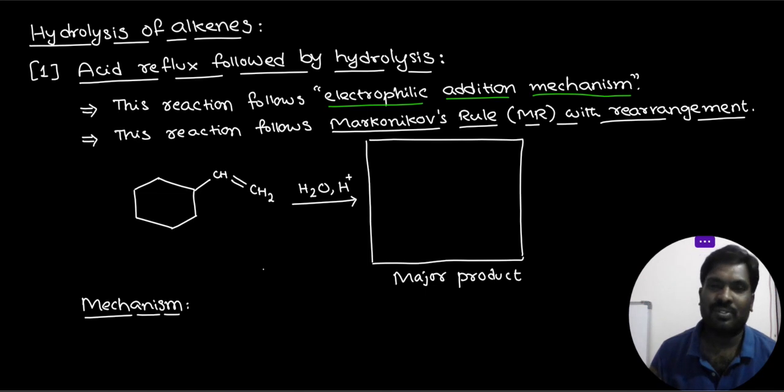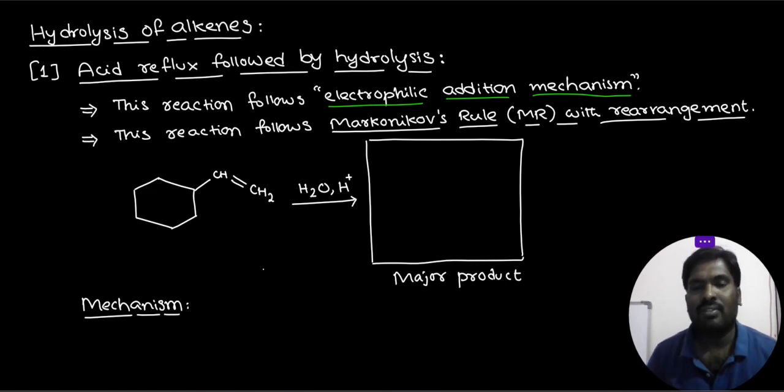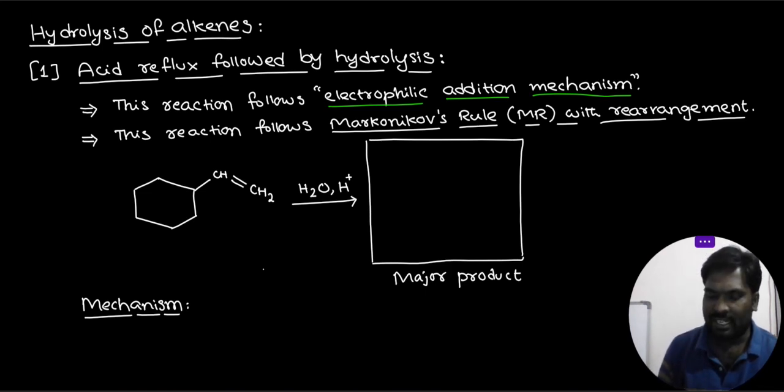The rule is Markovnikov's rule. The concept comes first; the rule is the simplest way. Here the electrophilic addition mechanism is followed, with Markovnikov's rule but with rearrangement, because the intermediate is a carbocation. In any reaction where a carbocation intermediate is formed, rearrangement is possible to get a stable carbocation. So this is the alkene and hydrolysis in the presence of acid. Now the mechanism.